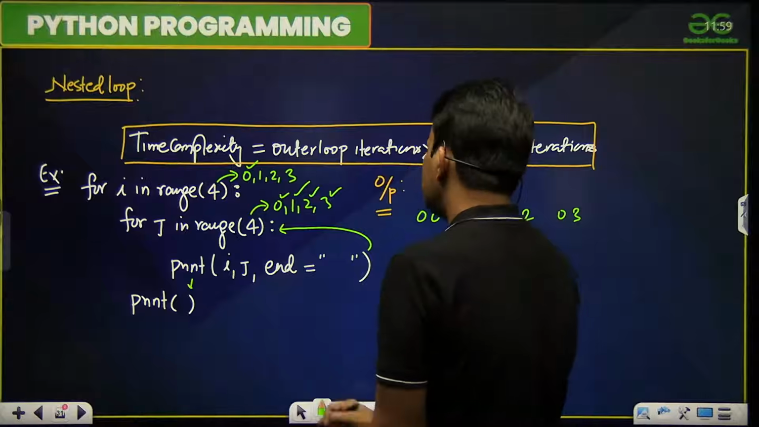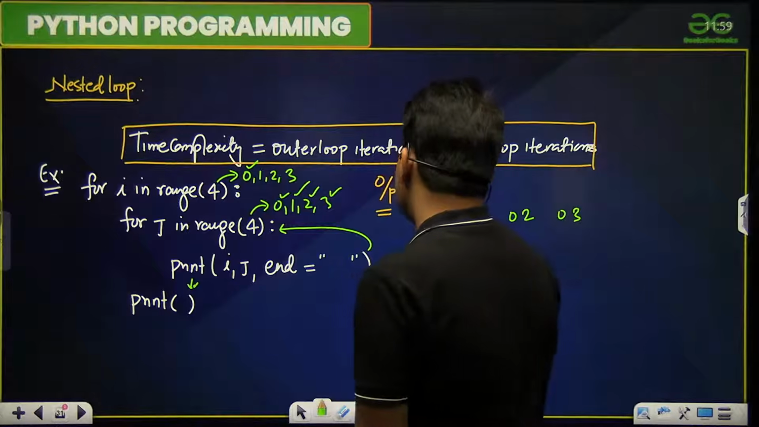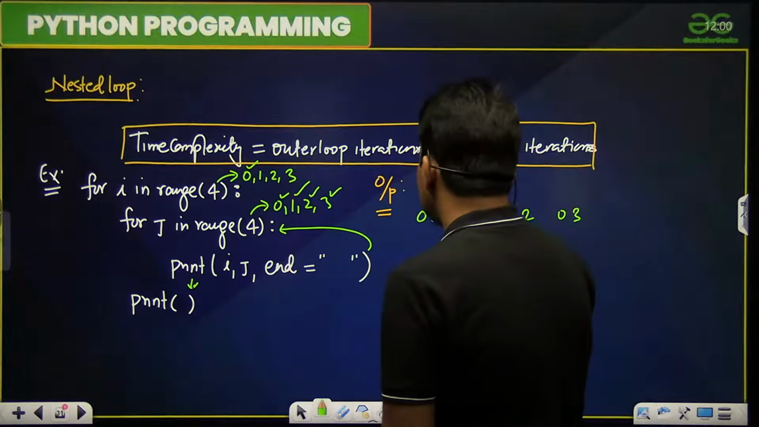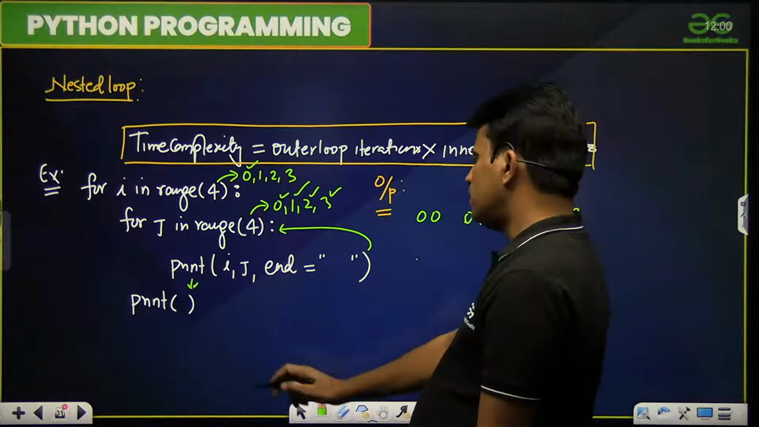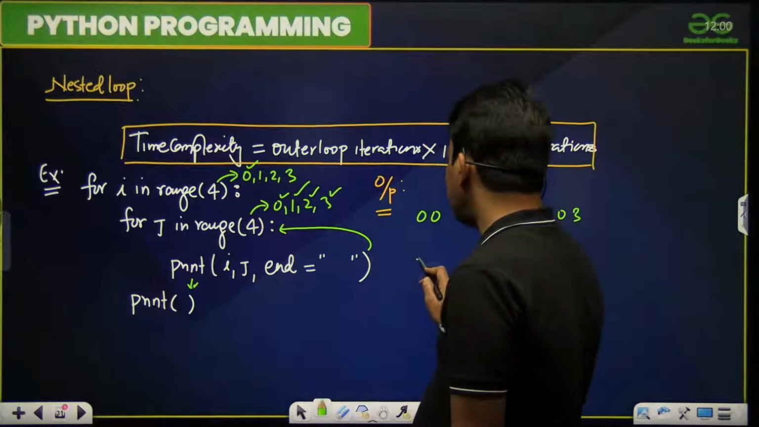What is the meaning of this one? Print, by default, the end string is slash n. So you come to this position, the slash n end string. You can write slash n also. By default the end string is a new line character, so you come to the new line.